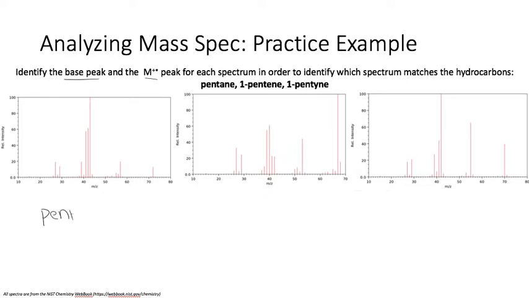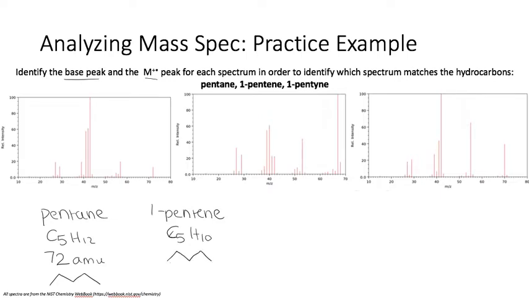So if I have pentane, I have C5H12. We already calculated the molar mass of this one, and it is 72. You can put AMU or grams per mole, it doesn't matter. If I did 1-pentene, I would have the chemical formula C5H10. You can either know that, or you can draw your structure of 1-pentene and count the C's and H's. Once you do that, you find you have C5H10. Molar mass of carbon is 12, molar mass of hydrogen is 1, so this gives me a mass of 70 AMU. And then I can do the same thing for 1-pentyne.